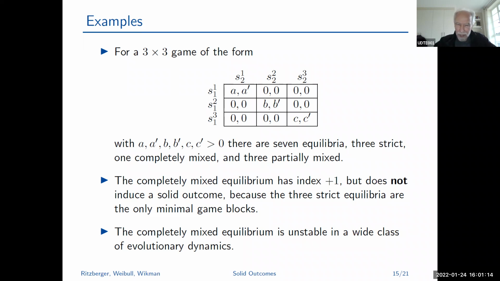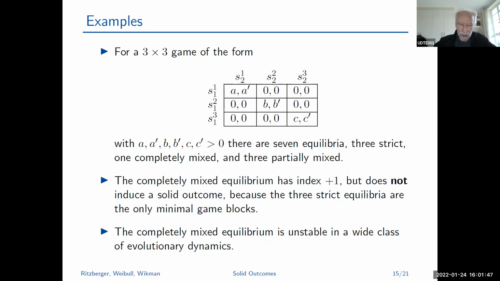Now, in this example here, the completely mixed equilibrium, unlike in 2x2 games, has index +1. But it does not induce a solid outcome, because there are only 3 minimal game blocks, and those are the strict equilibria. So our concept here kills the completely mixed equilibrium, because it's not supported in a minimal game block.